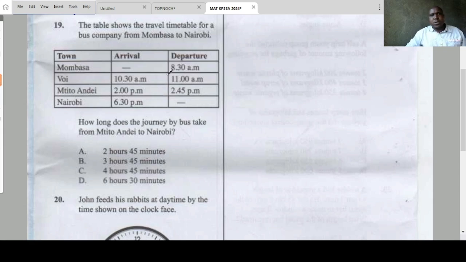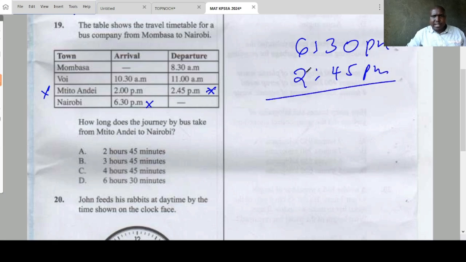The table below shows a travel timetable. How long does the journey by bus take from Mutito to Nairobi? Mutito is here, so departure is the time that the bus is leaving. So this is the departure and this is the arrival time. It has arrived at 6:30 p.m. It started at 2:45 p.m. You can get the difference.